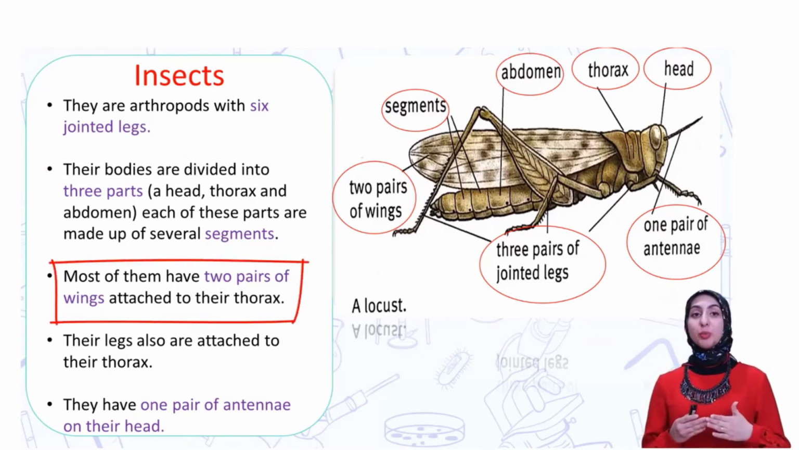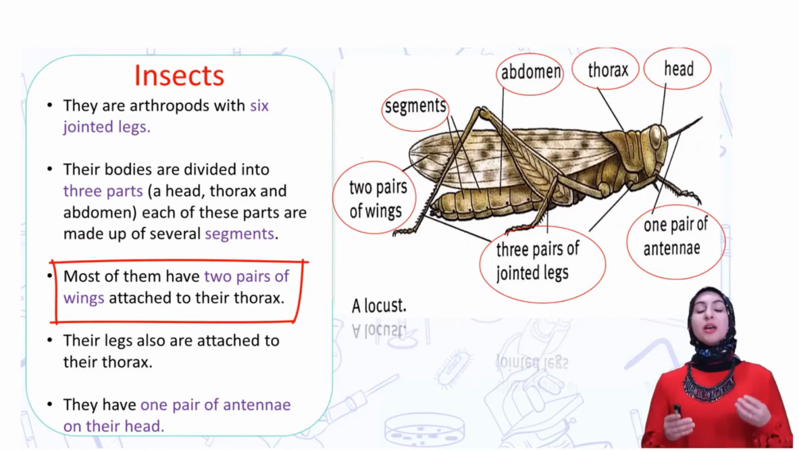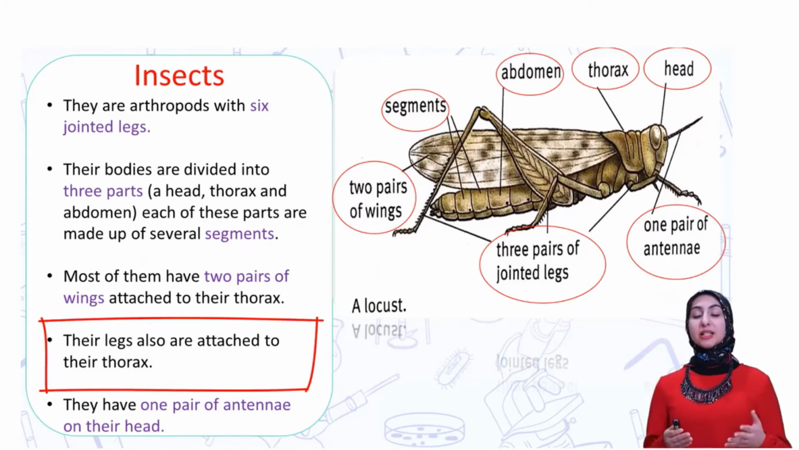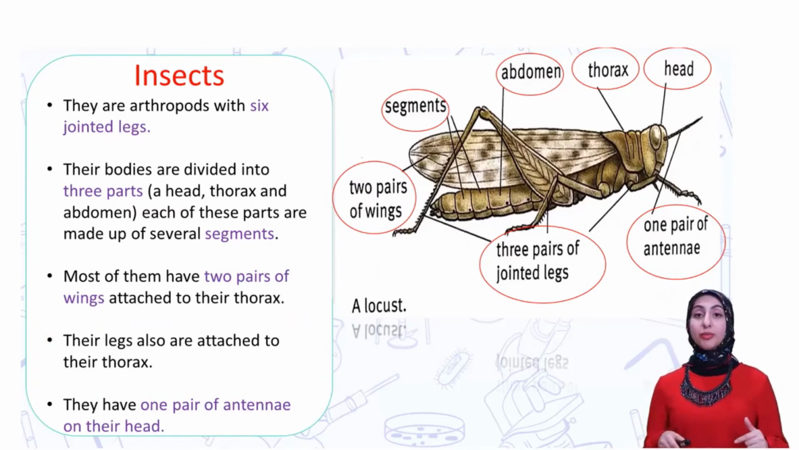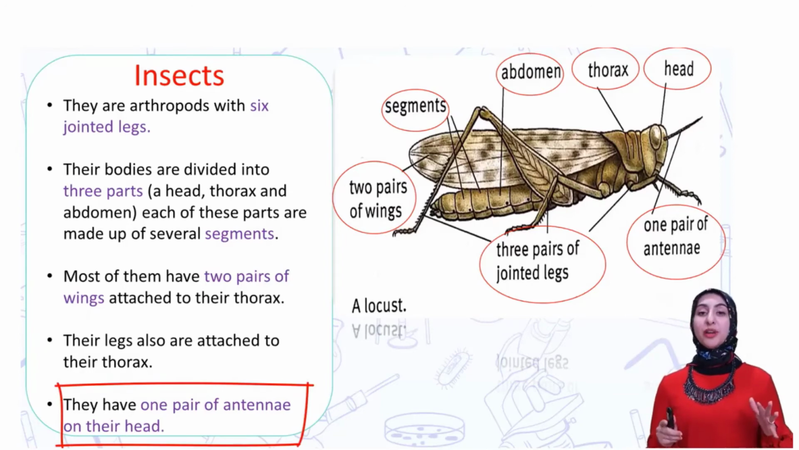Most of them have 2 pairs of wings attached to their thorax. Number 4, their legs also are attached to their thorax. Number 5, they have 1 pair of antennae on their head.